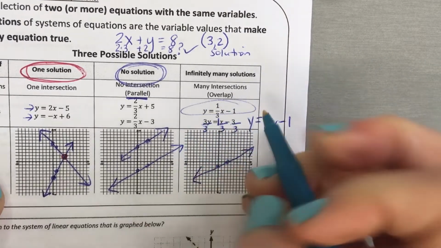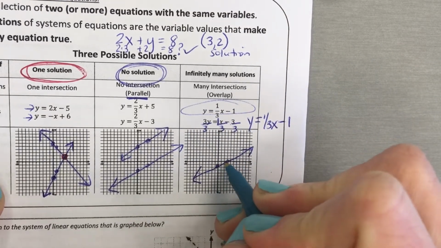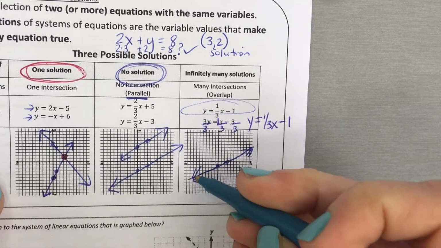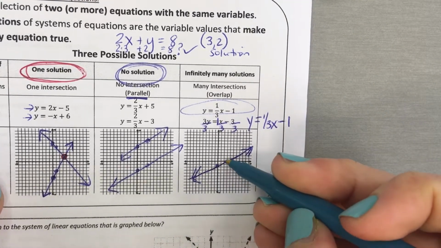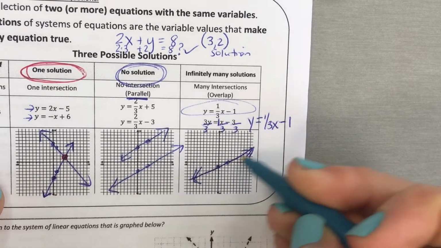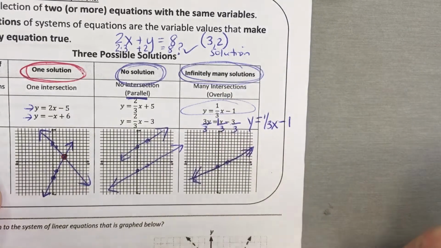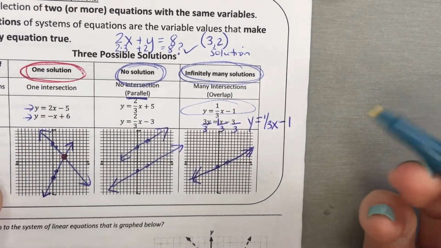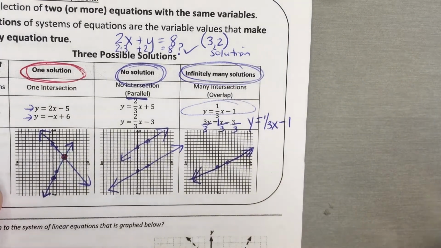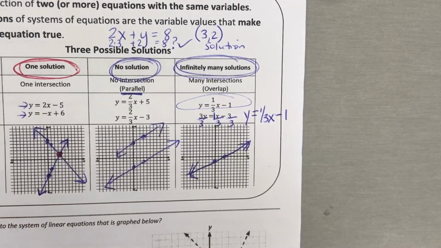Well, if you notice, that's the same equation. So if you go to negative 1, up 1 over 3, it's going to be the same line. So these touch at every single point on the line. They're the same line, so they touch at every point. That is called infinitely many solutions. So if it's the same line, then you're going to get infinitely many solutions. So make sure to write that down. Remember, you can pause this at any time to write things down.